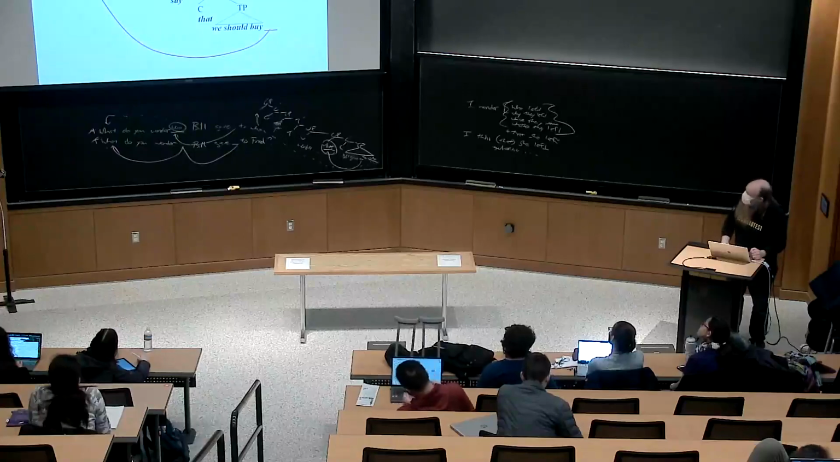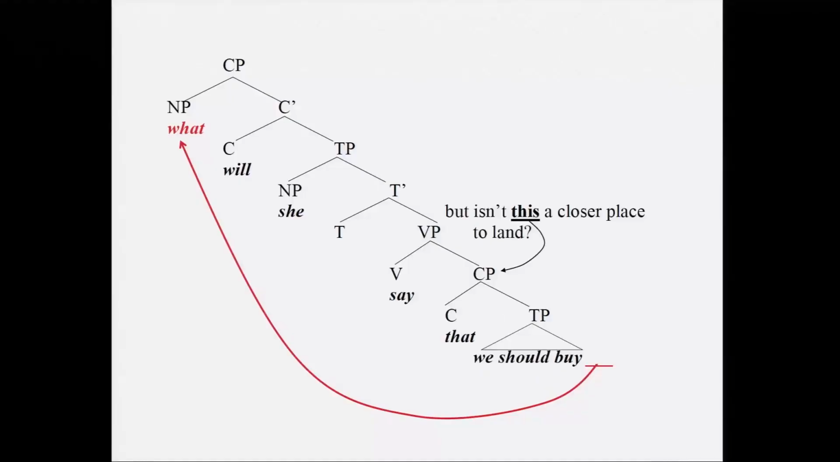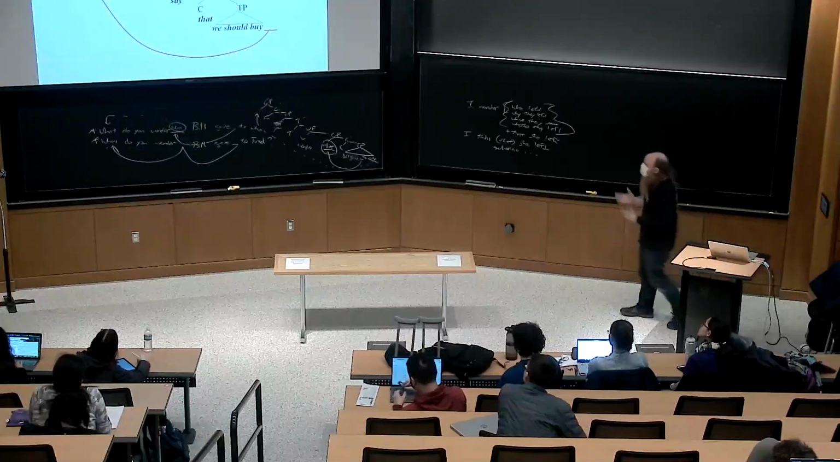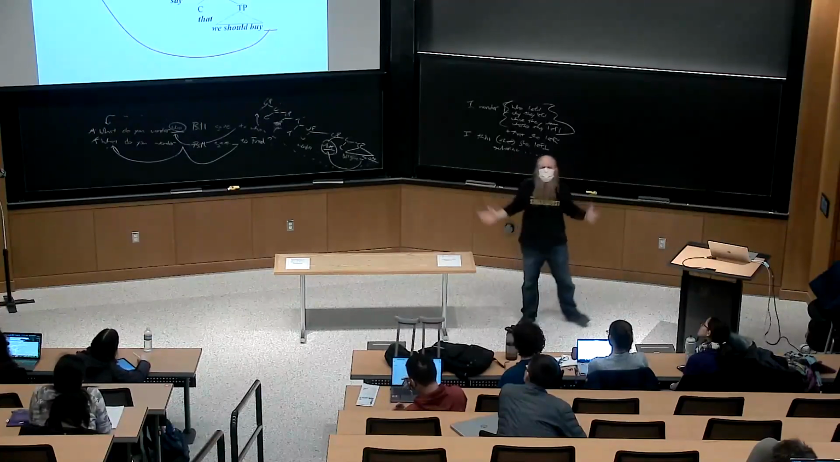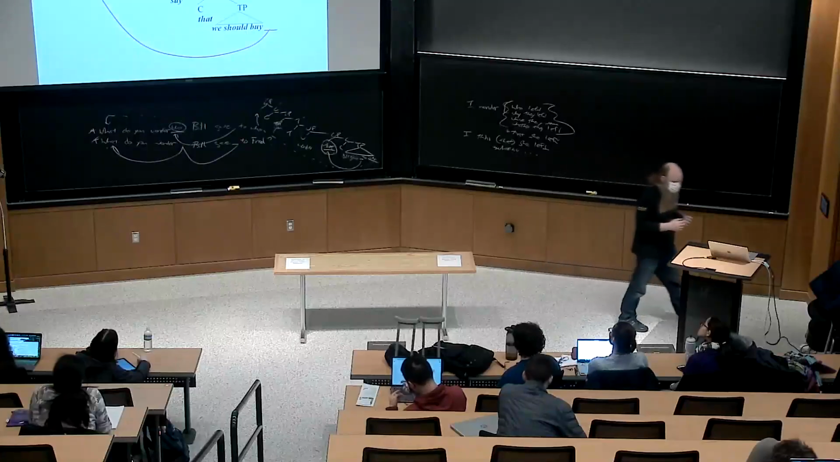But given everything I just said about shortest move, you might worry, might say to yourself, but wait, isn't CP a closer place to land? That lower CP, that we should buy, isn't that a closer place to land? After all, WH words move to the specifier of CP. Here's an example where there are two CPs, right? So what should we do?